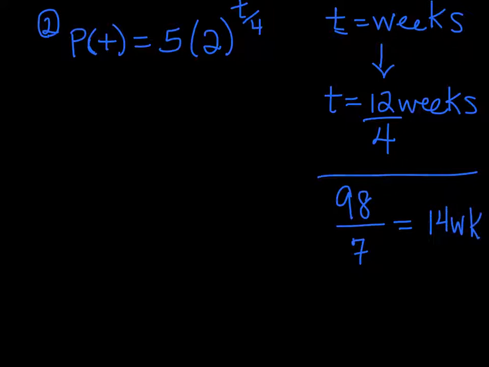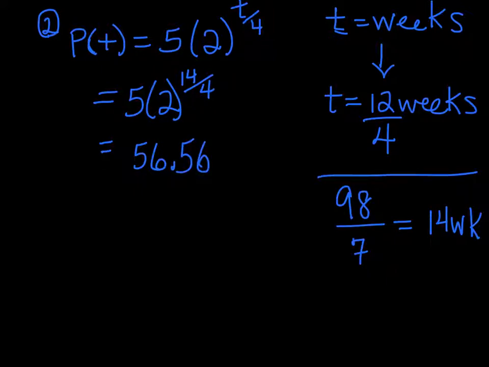Okay? So now I'm going to take this equation over here and I'm going to do 5 times 2, and I'm just going to simply put the 14 in there for my t. And then the rest I can just work out in my calculator, and when I do that, I will get 56.5685, which is choice 1.